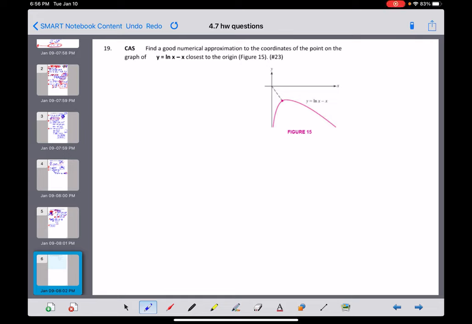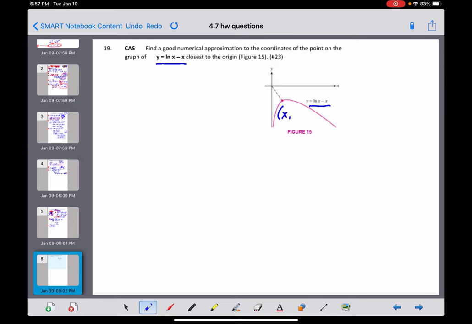Okay, number 19 is another problem where they're asking us to find a point on a curve, and in this case it's the function y equals natural log of x minus x, which you're not supposed to know what that looks like here, guys, but they gave it to you. So there's a point on that curve somewhere that's closest to the origin, and they've done a pretty good job of showing you roughly where that point is in this diagram. That looks pretty realistic to me, but the point here is we don't know its exact coordinates.